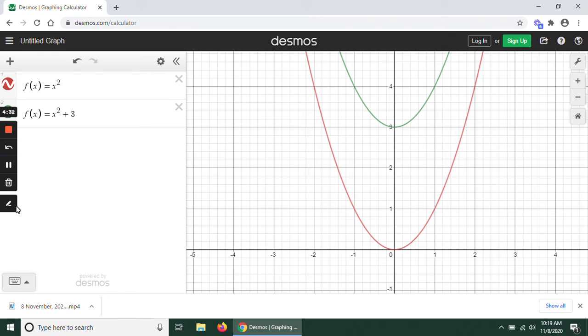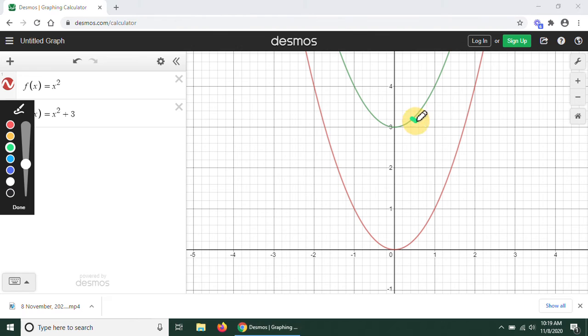Now, how we got the green graph, our new graph: we took the parent graph and shifted that graph 3 units upwards to get our new graph. So in mathematical language we would say that our parent graph was shifted or translated 3 units upwards.